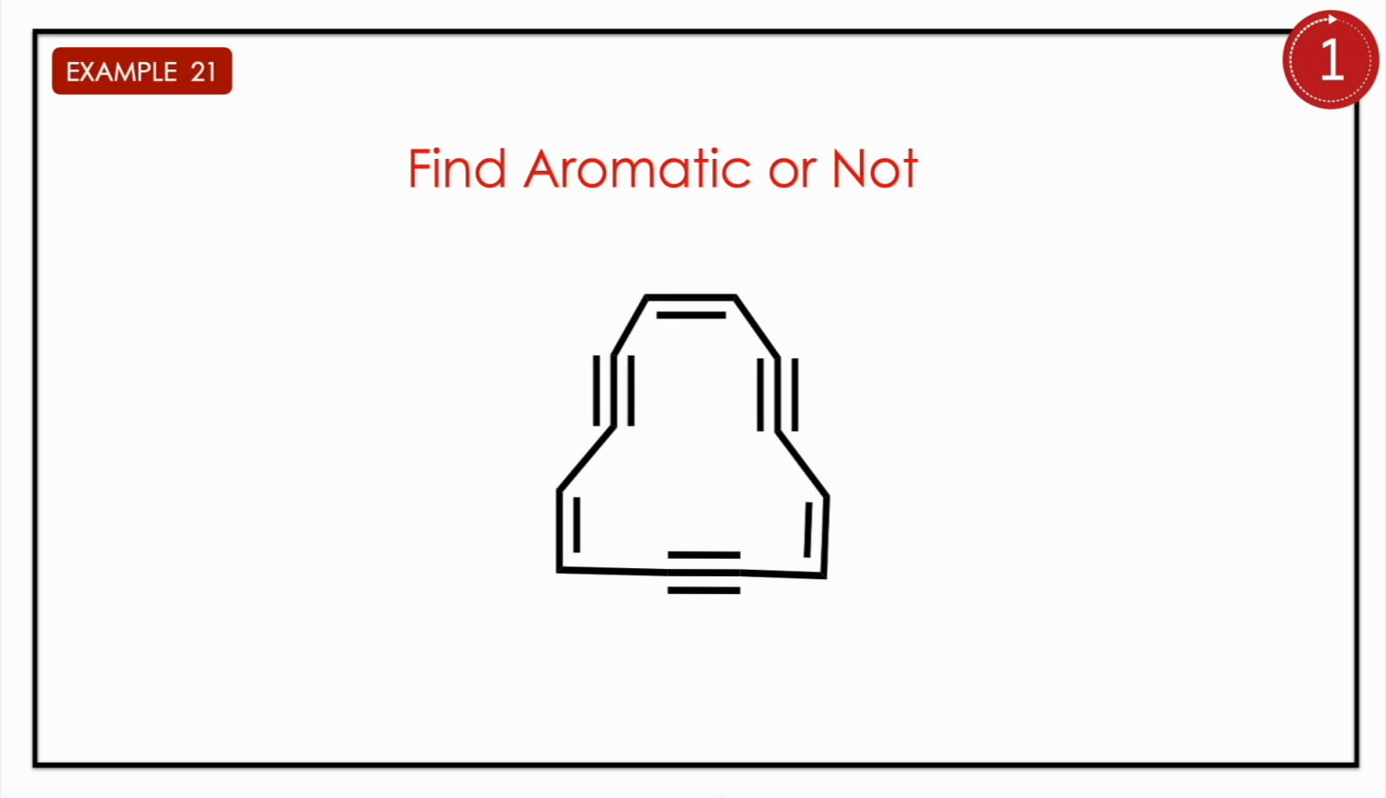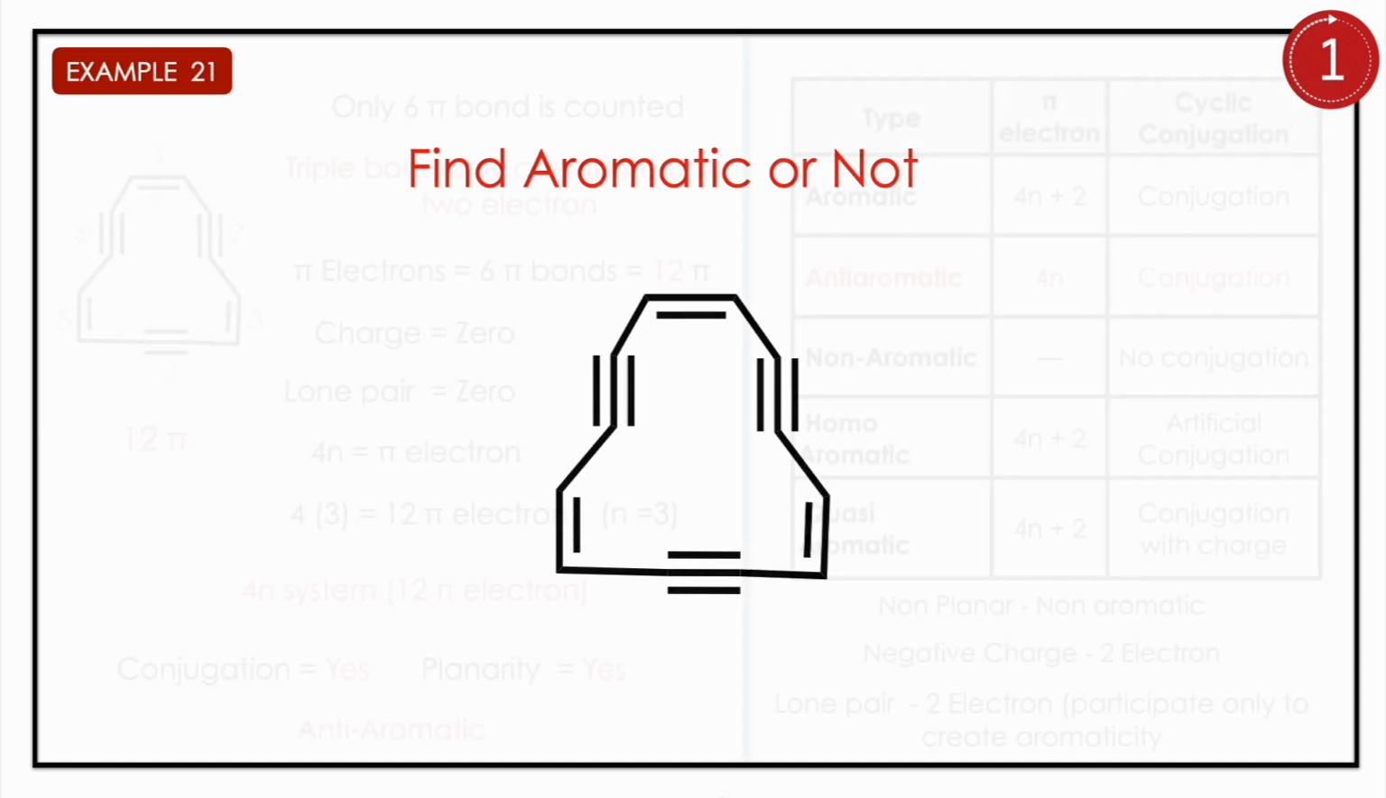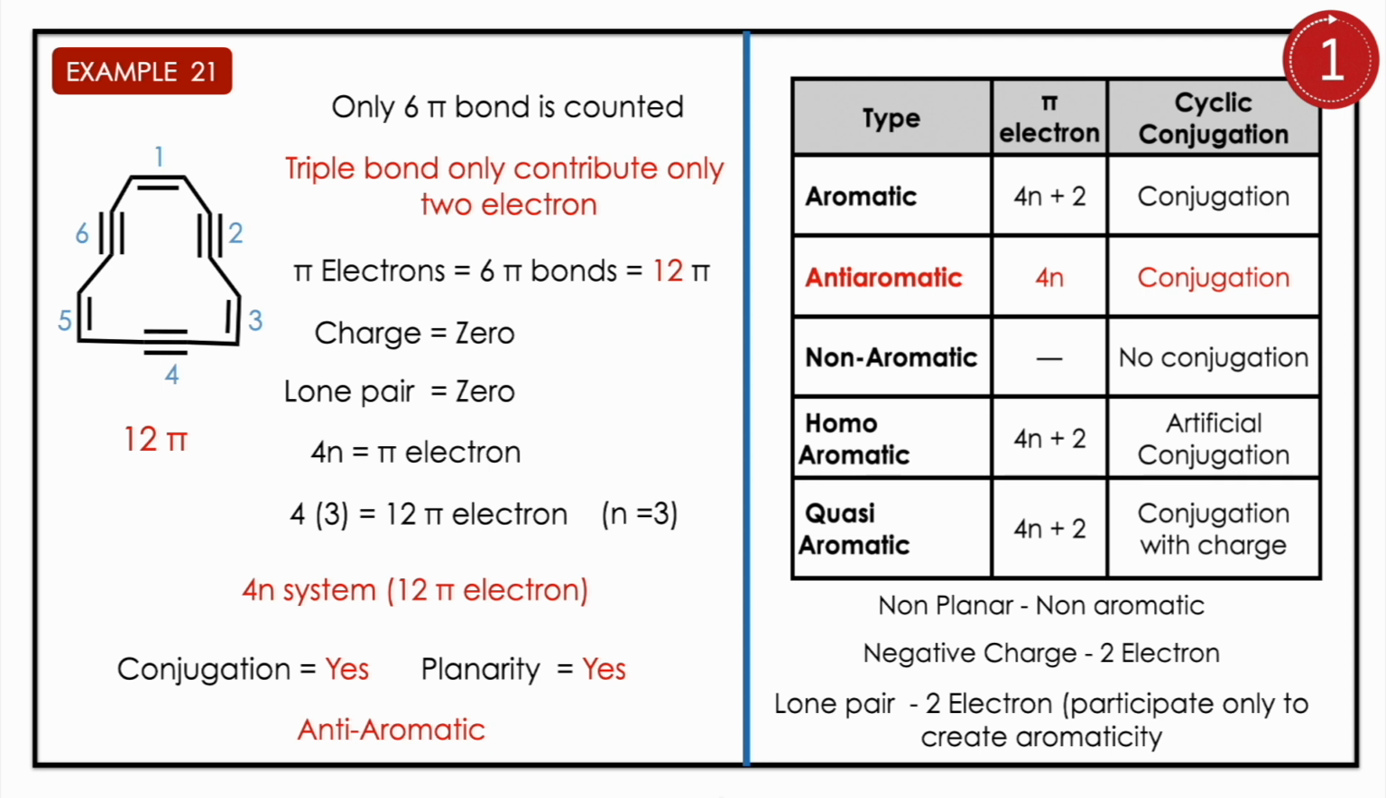Then the next example. Here you have a 12 annulene system with 3 triple bonds and 3 double bonds, all in conjugation. You should find whether the compound is aromatic or not. Here a triple bond is there, so be careful. A triple bond contributes only 2 pi electrons, not 4 pi electrons. So totally 3 pi bonds, 3 triple bonds mean 12 pi electrons.